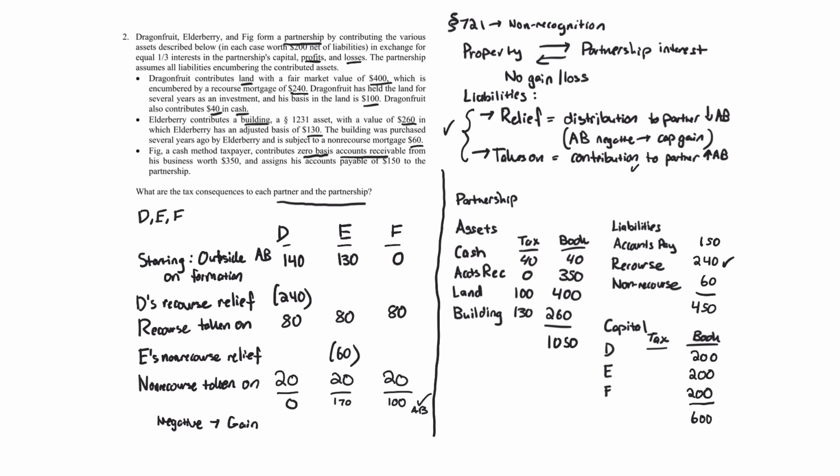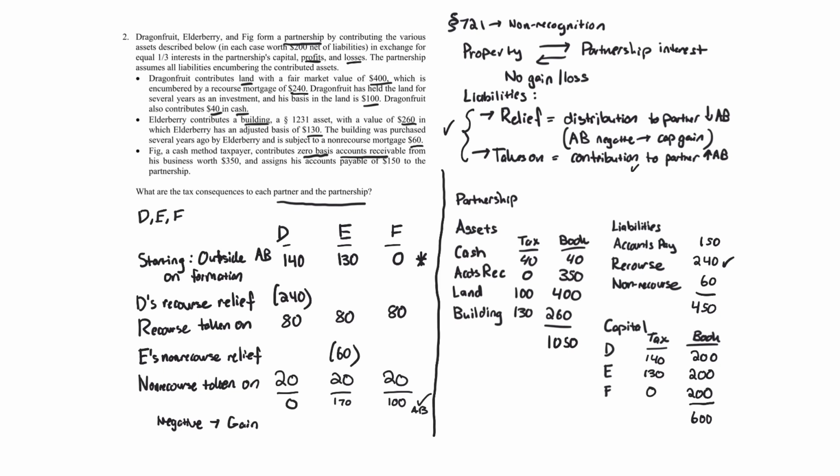But there are liabilities. The liabilities are taken into account here, so we have to separate them out. So when you do have liabilities on formation, the outside basis of each partner will be here: 140 to D, 130 to E, and 0 to F. So we'll go ahead and put those in. 140, 130, and 0. Not done.